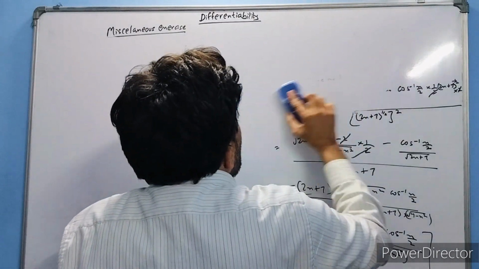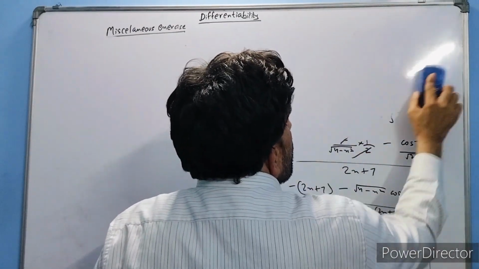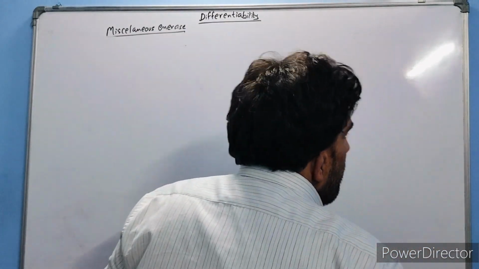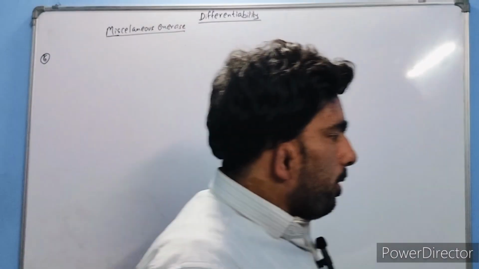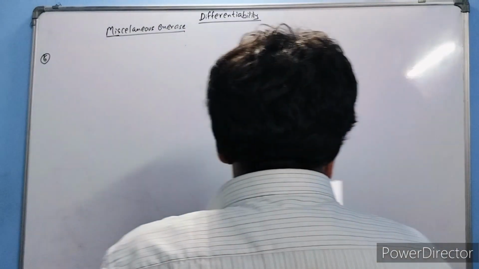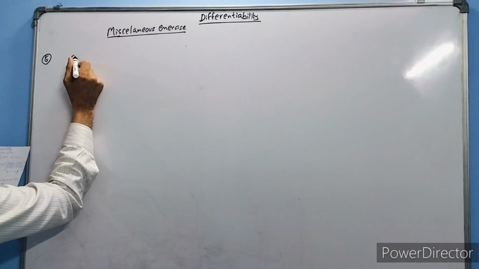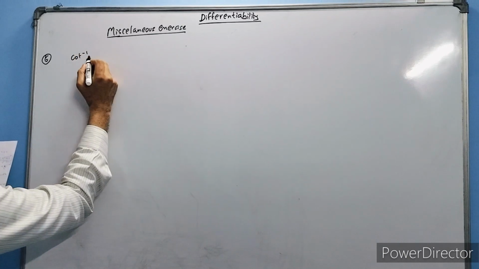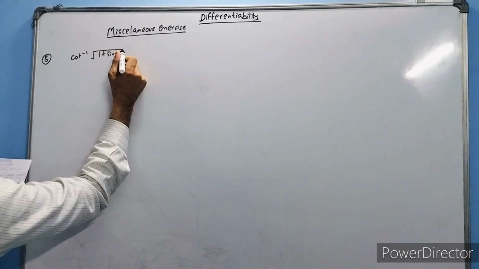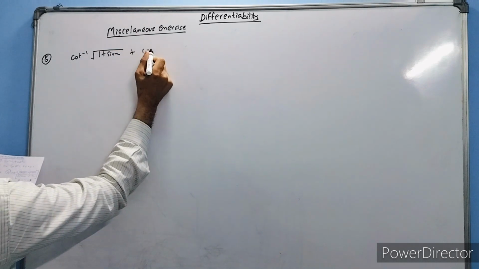Let us see how we'll easily solve them. Now the sixth question is given. What they have given in the sixth question is cot inverse of square root of 1 plus sin x plus square root of 1 minus sin x.